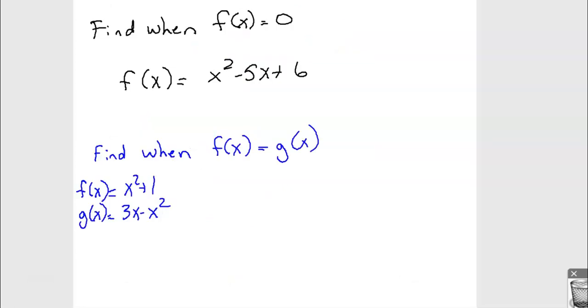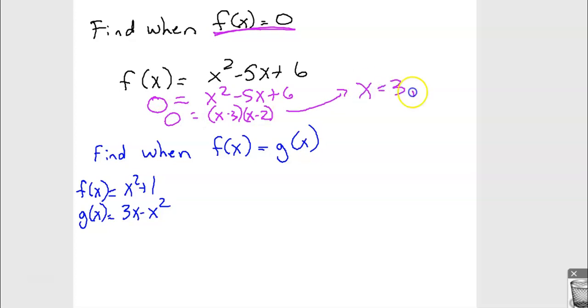All right, so let's look at these 2 examples. Find when f of x equals 0. So notice the directions, it doesn't say x equals 0, it says f of x equals 0. So in other words, I'm going to replace the whole f of x with 0. And then, of course, I could factor that to x minus 3, x minus 2, which means x equals 3 and 2. So when x is 3, when x is 2, f of x is 0. Remember, this is the same thing as f of x.